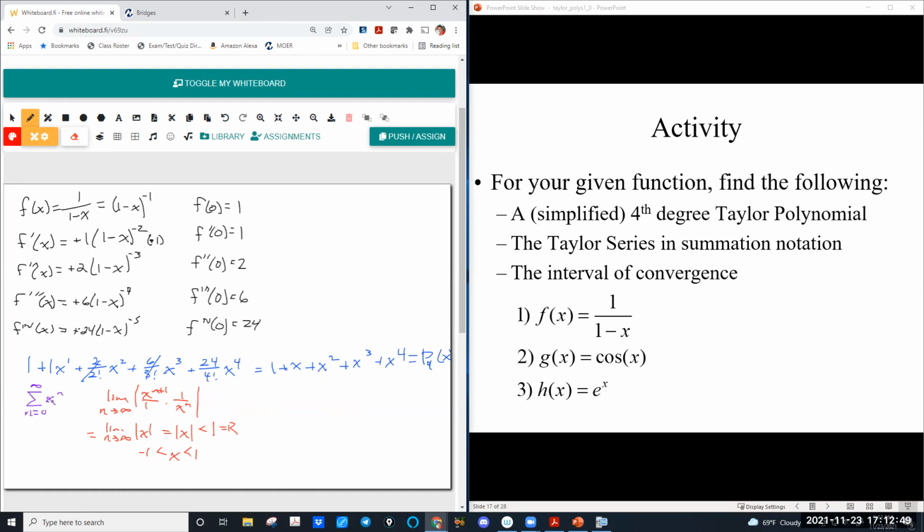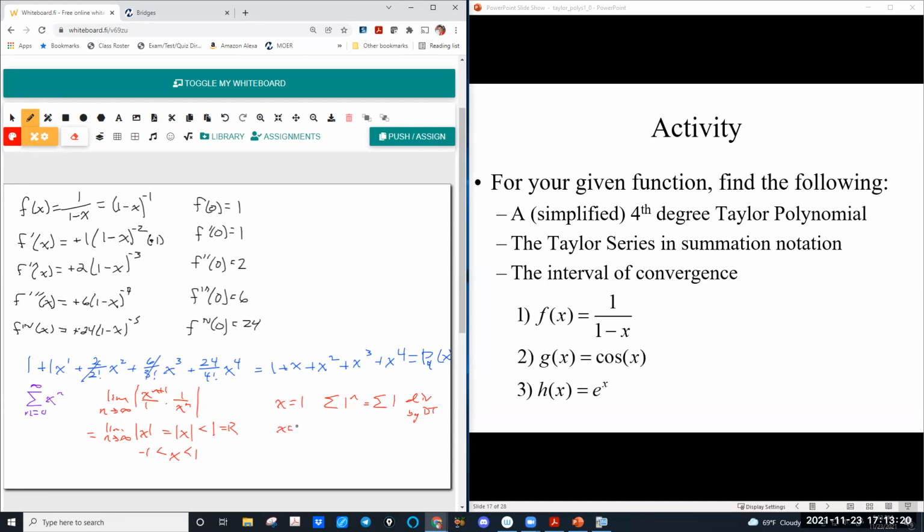So if we check our endpoints, first off, we check 1. Then our series becomes the summation of 1 to the n, or just 1, which goes to infinity. So this diverges because the sequence does not go to 0. We could call it our divergence test. So by our divergence test.